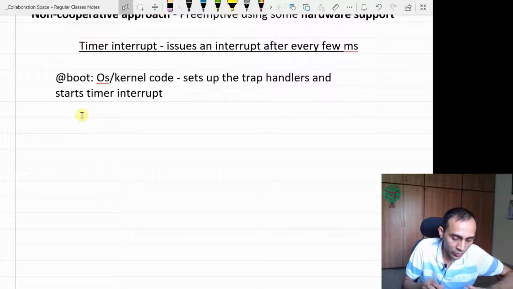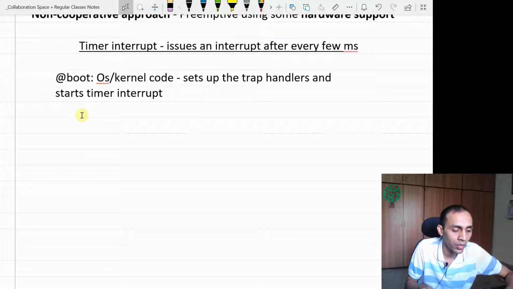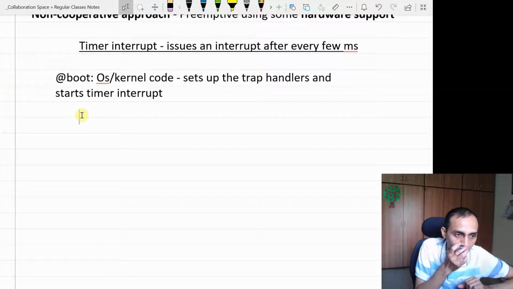But only OS can do this. Setting the timer or stopping the timer will be a privileged instruction which only OS can do. OS does not even give a system call for a process to do that, because none of the processes should be able to start or stop the timer.